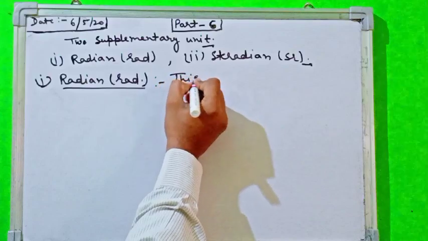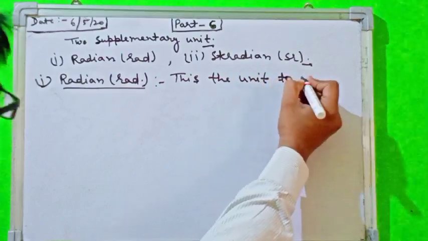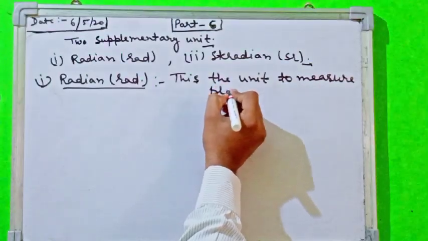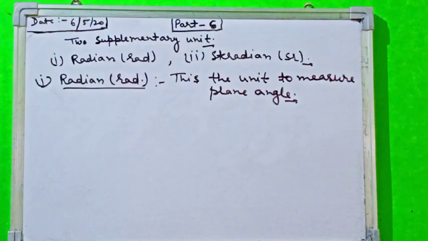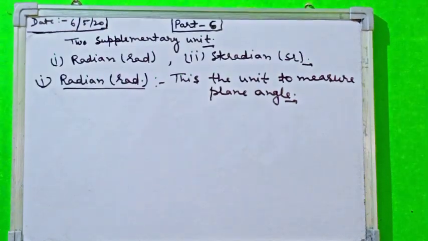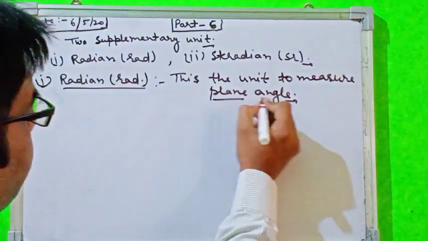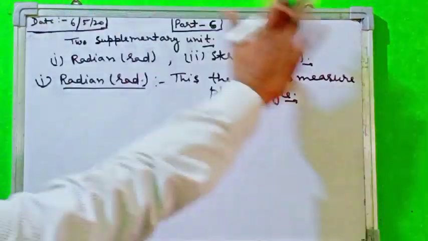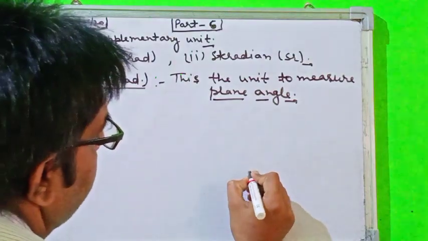This is the unit to measure plane angle. Radian is the unit to measure the plane angle, and how is it defined? Plane angle means the angle which is formed in a plane. Suppose the blackboard is the plane, and how is the angle formed in this plane?